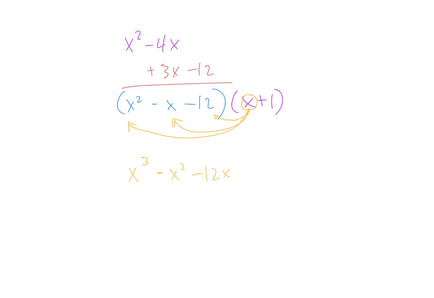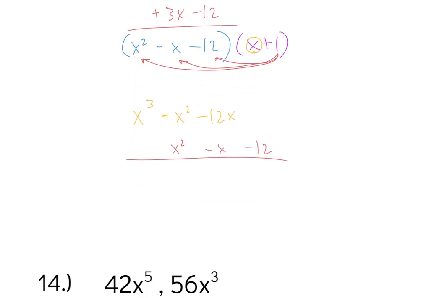And then now, if you don't mind, I'm going to erase this. If I was doing this in my mind, like for myself, I wouldn't have drawn those lines. I would just kind of used my fingers and been like this, this, and this. So 1 times x squared, just like that. 1 times negative x and 1 times negative 12. And now you combine like terms. Those cancel. And we are left with this as our final answer.